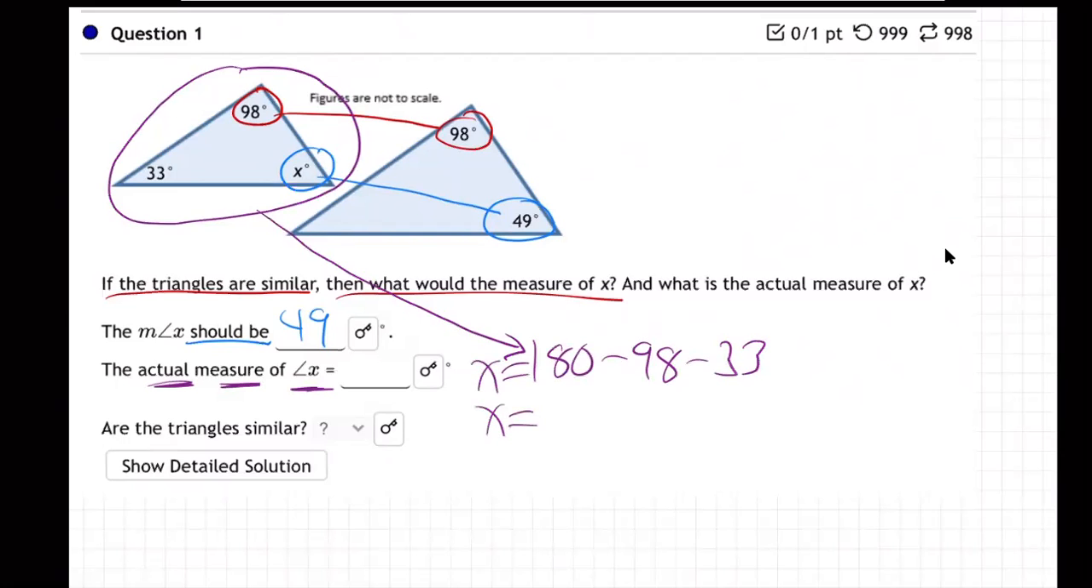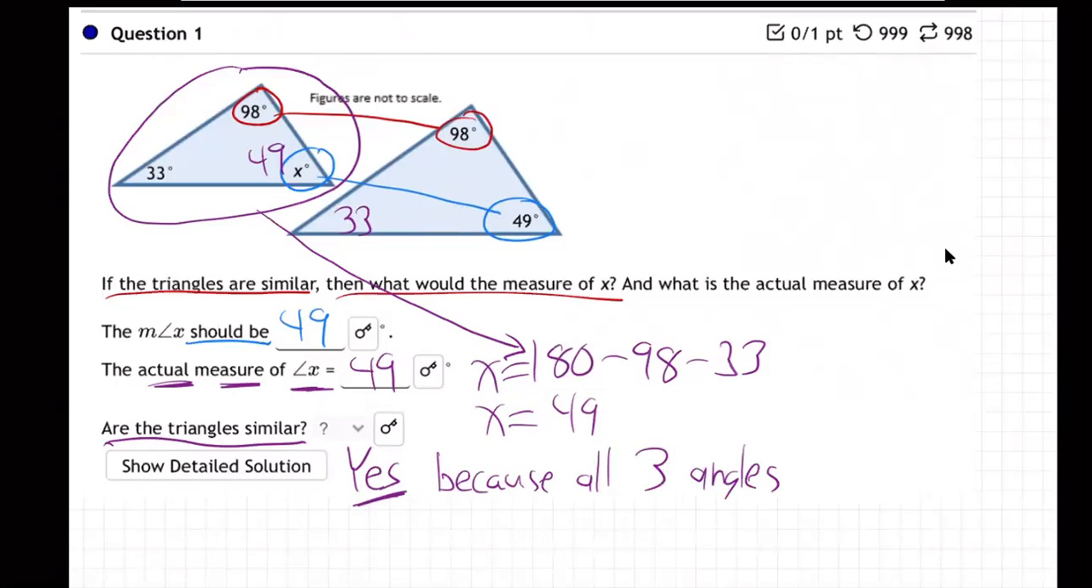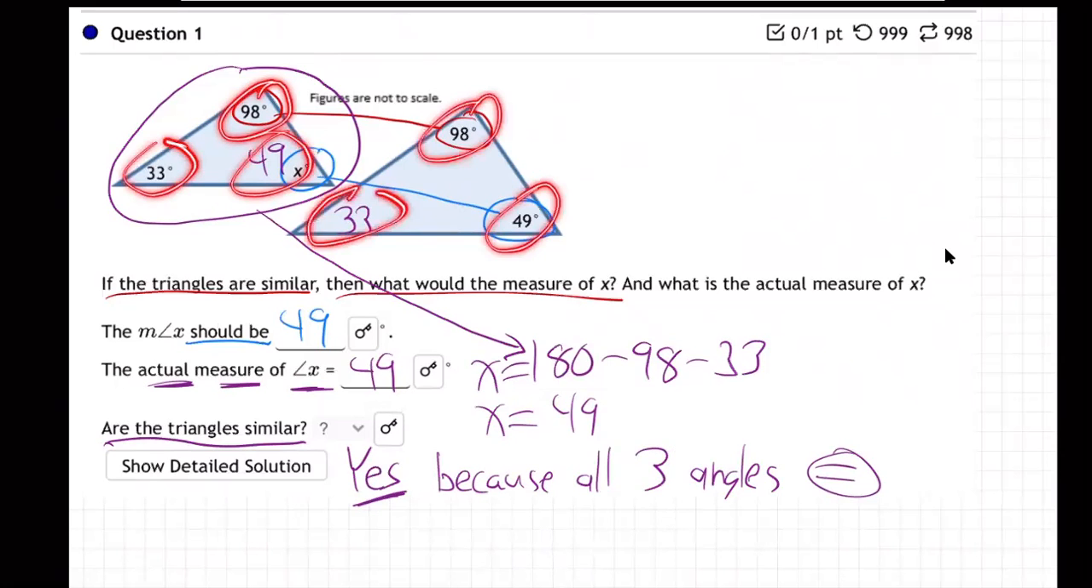Let me use my calculator. Oh, I know this. It comes out 49. So it indeed is 49 degrees. And then this one's got to be 33. So look at that. Are these two triangles, their final question, are these two triangles similar? Yes, indeed. They are because all three angles are equal. The corresponding angles are equal. Does that make sense? So it's 98, 49, 33, 98, 49, 33. They are the same three angles. So yes, indeed, those triangles are similar.